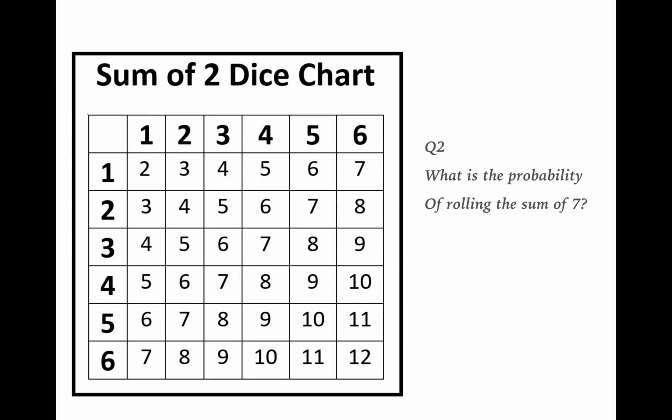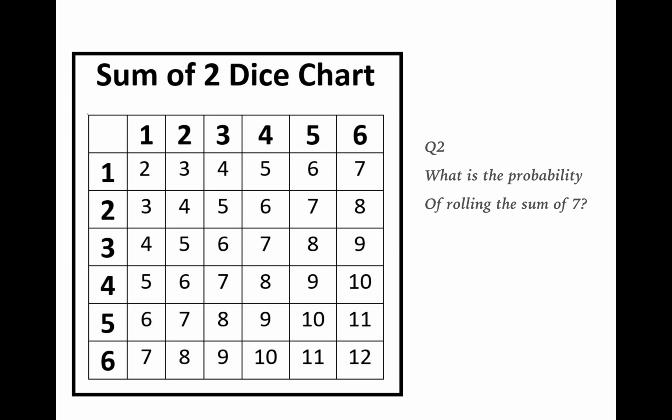So I want you to think about it. Pause this and open your notebook and see if you can figure this out. I want you to find number 7 on this and count how many times the sum of 7 comes up. So for example, if you roll 6 and 1, that's 7. If you roll 5 and 2, that's 7. If you roll 4 and 3, that's 7. And then 3 and 4, and then 2 and 5, and then 1 and 6. Now just pause this and think about it. What is the probability of rolling the sum of 7?